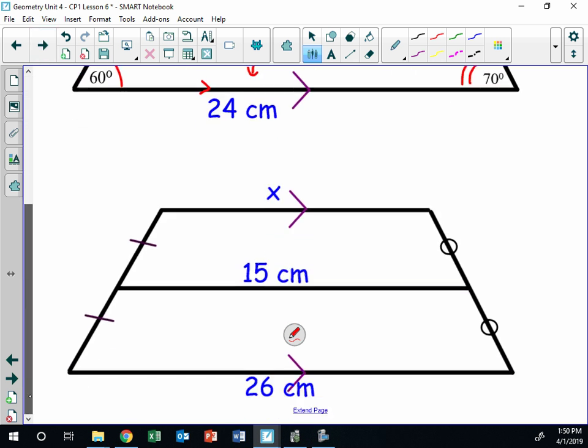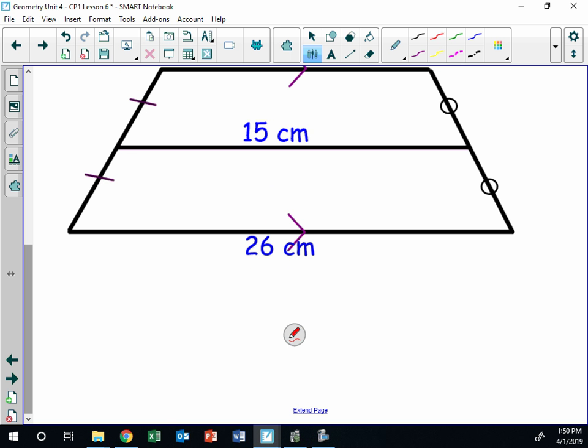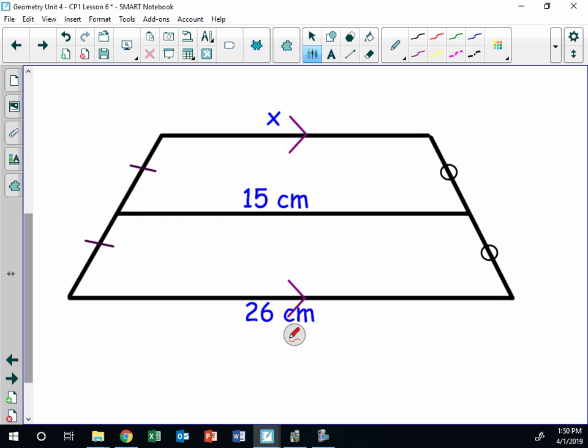And just another example here. This is where we go to an extension problem trying to find one of the base values when you're given the middle value, or the mid-segment length. And you could use the idea of the average, x plus 26 divided by 2 has to equal 15. And then we could cross multiply and solve. x plus 26 equals 30, and then solve for x, which would be 4.